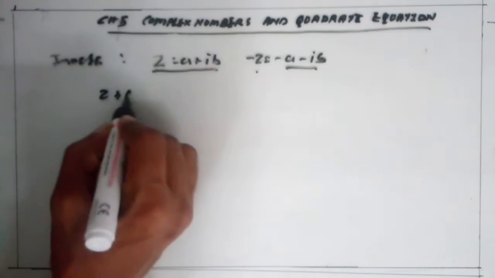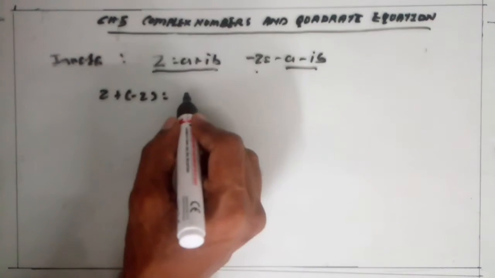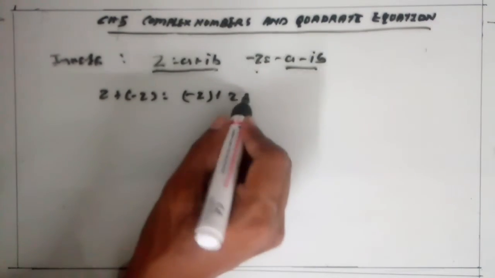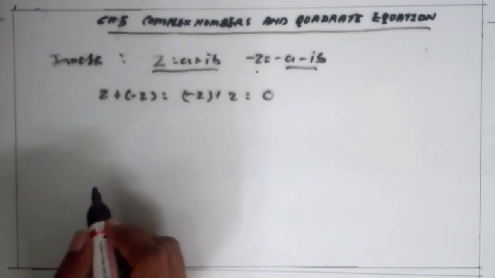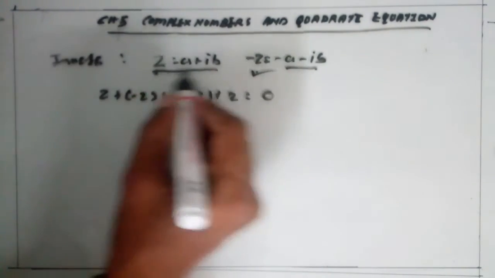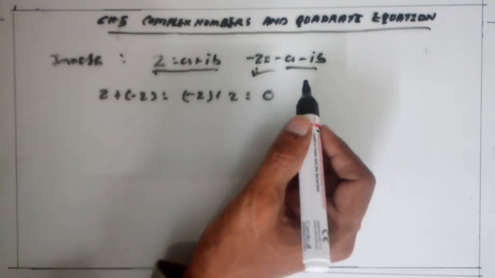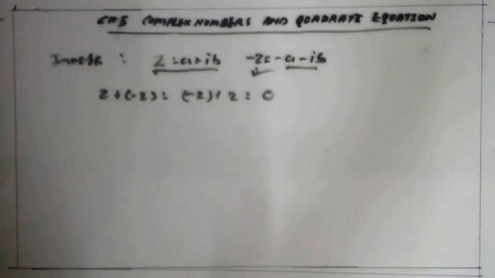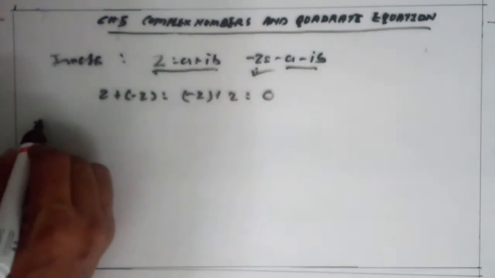z + (-z) = (-z) + z = 0. So -z is the additive inverse of z, and z is the additive inverse of -z. Clear this? Now, subtraction of two complex numbers.